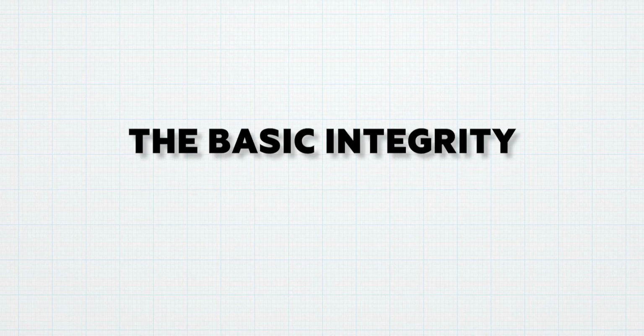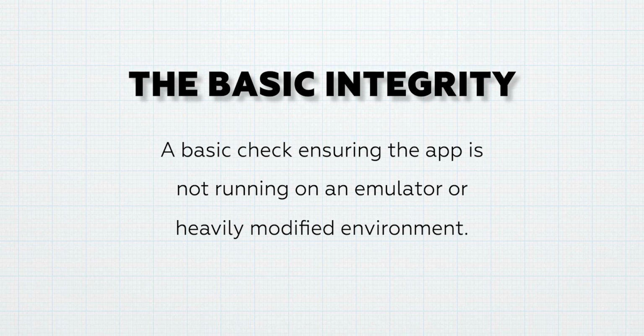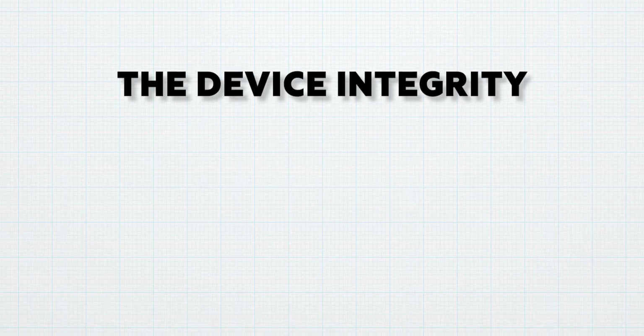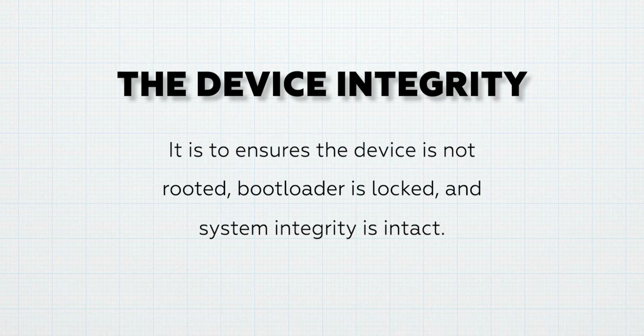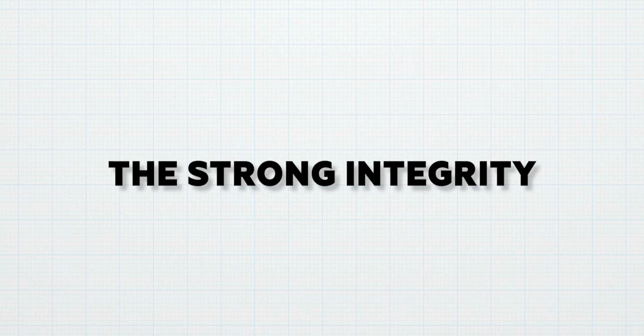The types of checks in the Play Integrity API are 4 in total. 3 are for the mobile device and 1 is for the virtual machine. The first one is called the basic integrity. It's a basic check for ensuring the app is not running on an emulator or a heavily modified environment. Next is device integrity. It is to ensure the device is not rooted, the bootloader is locked, and the system integrity is intact. And then the strong integrity.